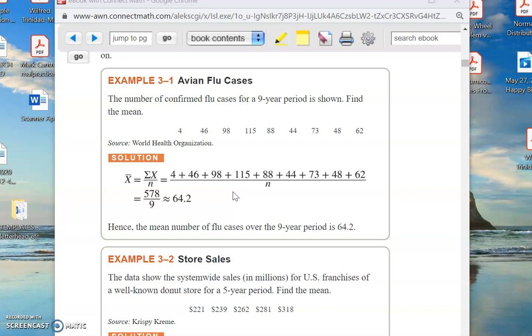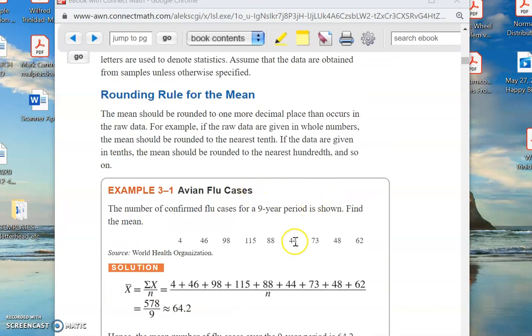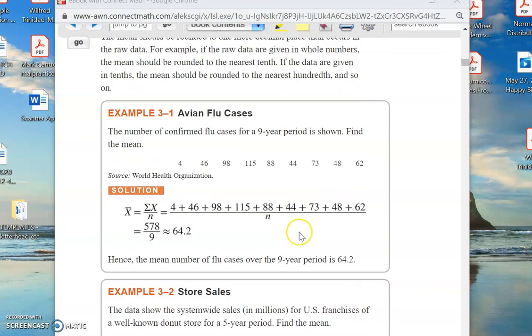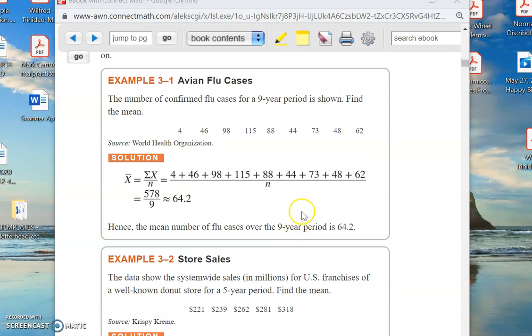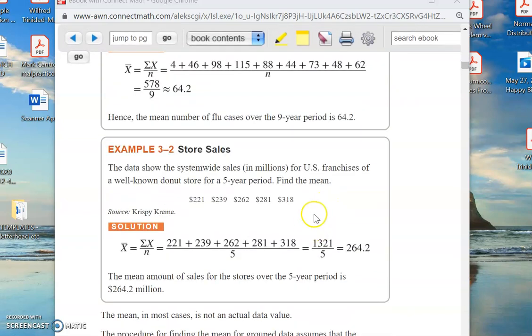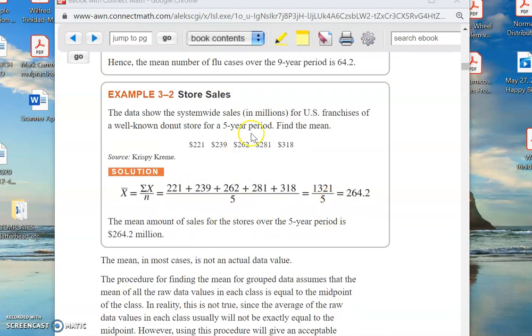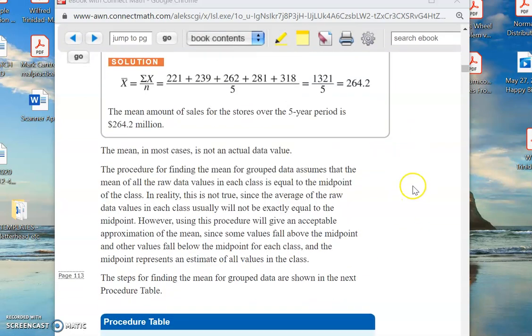Well, you can't have that, as a human being, right? So you have a certain number of cases. You can have 64 cases, you can have 65 cases, but you can't have 64.2. But this illustrates the point that the mean does not need to be anything that could possibly be a true value. Okay. All right. So you get the idea, I'm sure. Do the examples, and I'm sure it'll be very clear.